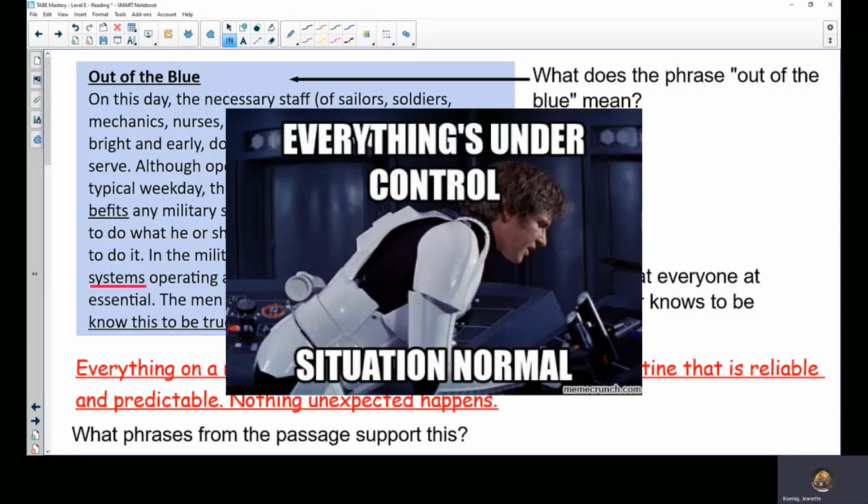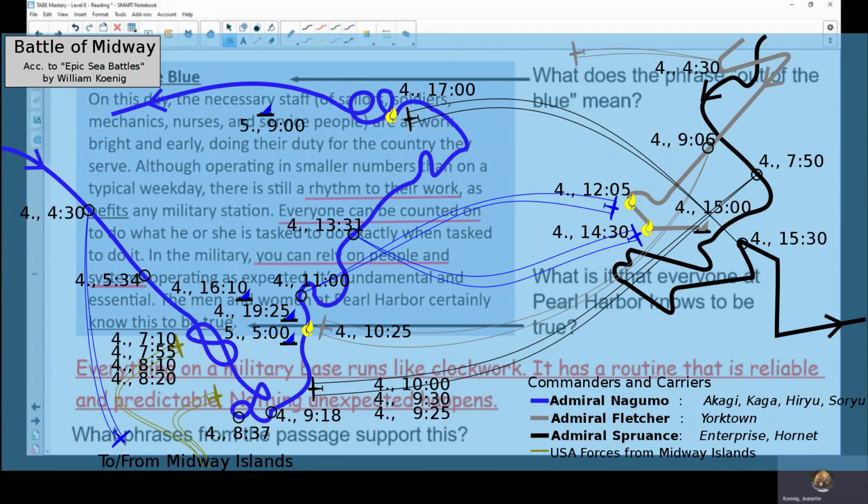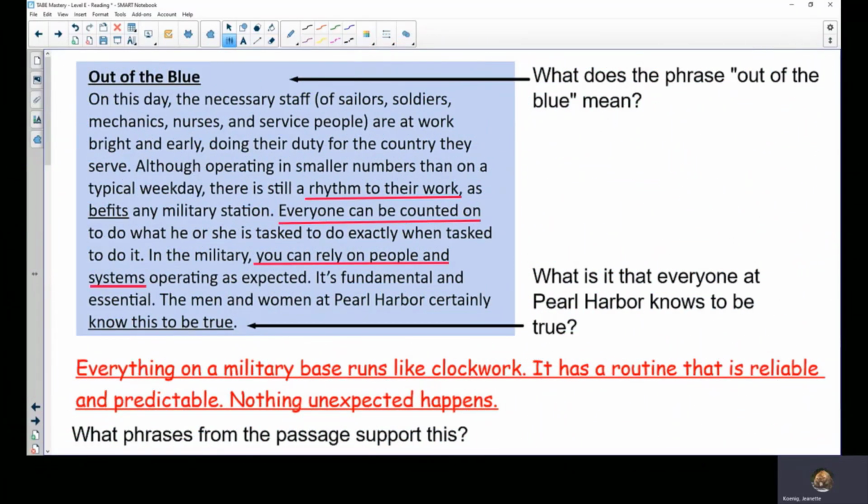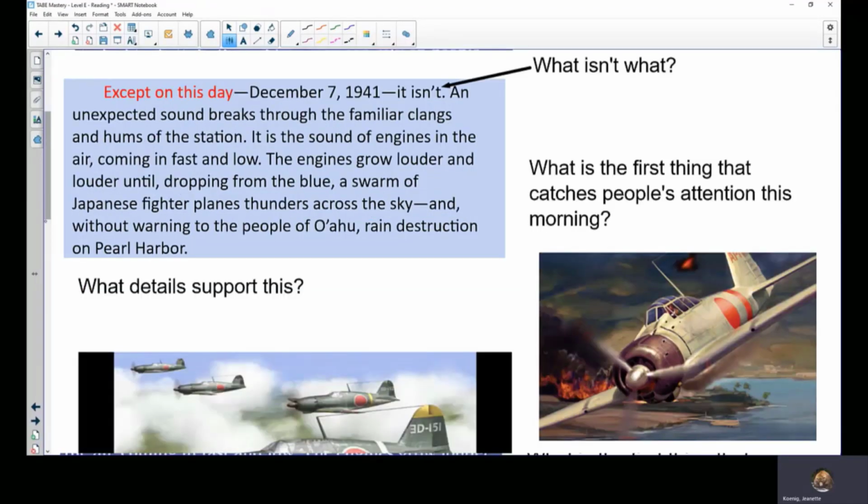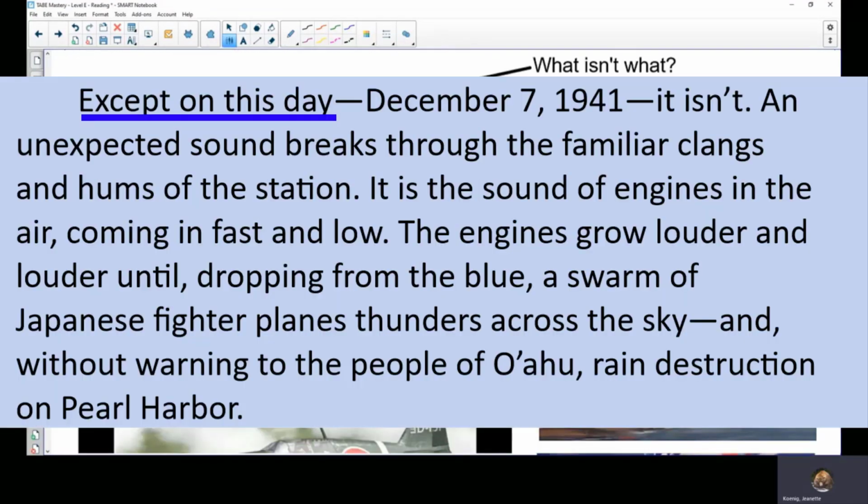Which takes me to a military phrase, no battle plan withstands contact with the enemy. So I'm not sure that this is really true, that everything happens the way it's supposed to. But this writer certainly thinks that's the way it's supposed to happen. All right, except on this day, December 7th, 1941, it isn't.